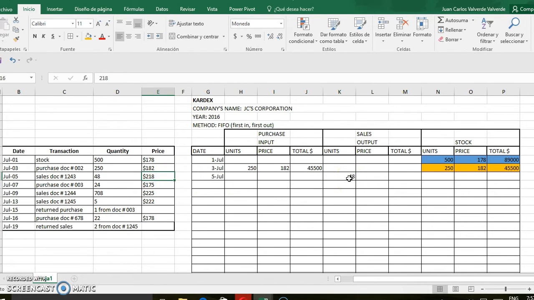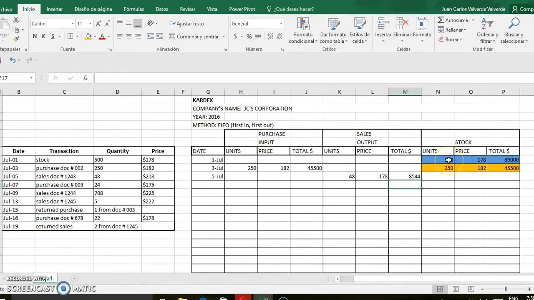When we sell, we never write the price at which we sell, because we are just taking care of this inventory. So if we have two different stocks and the method says first in, first out, we have to start selling from the first stock. So the price is 178. Okay, so we just multiply, and we will see that we get 8,544.